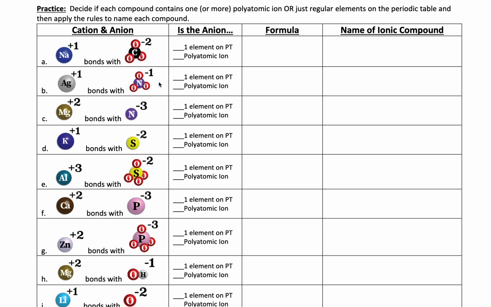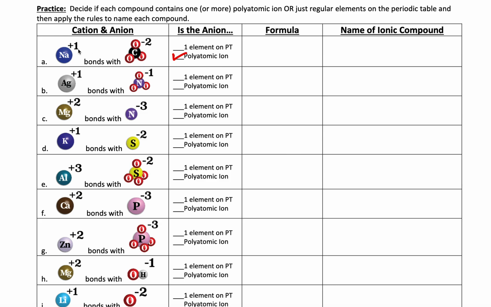The first thing I want you to think about every time is, are you including an anion that is just a single old boring element on the periodic table, or is it a polyatomic ion? Because the rules that you're going to follow are different. So in this case, we have a polyatomic. So we'll just make a little note there. You could put a little X or put a dot. I don't care what you do, as long as you acknowledge that this has a polyatomic ion in there. That's going to change things.